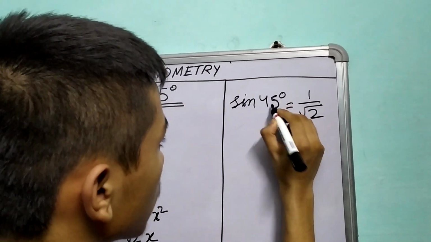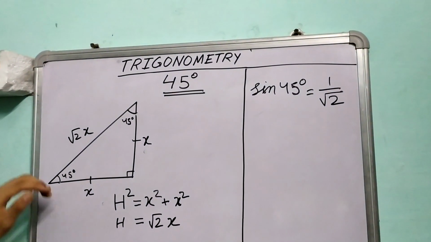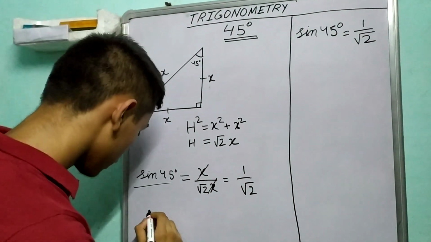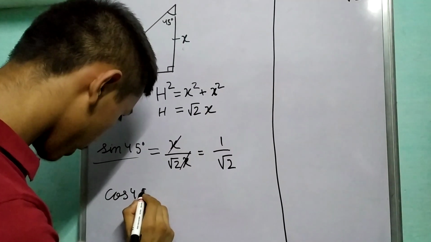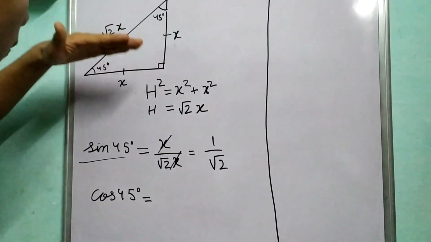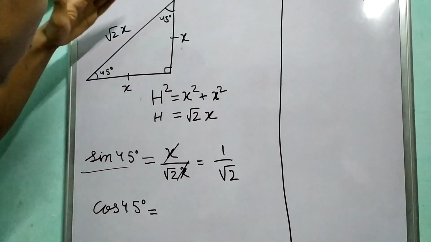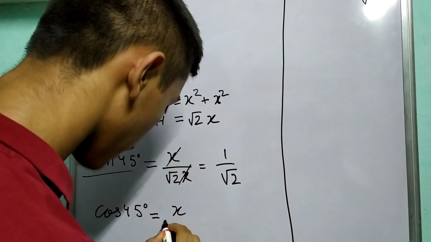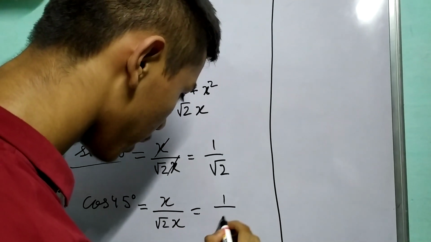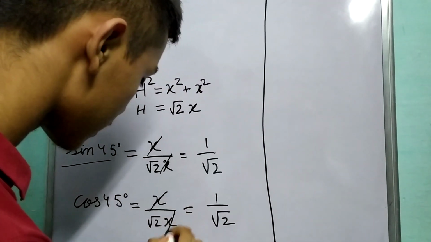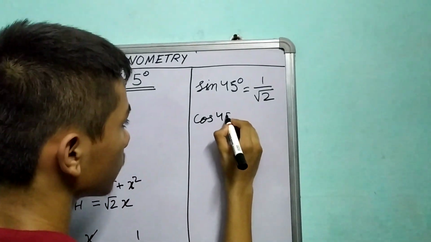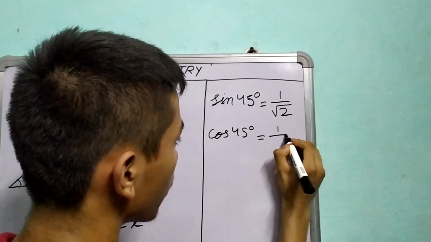Just draw it a bit neat. Okay. Now we have to do cos. So cos of 45 degrees. What is cos? Cos is the ratio of base to the hypotenuse. So b upon h, so x upon root 2x, 1 by root 2. Okay, so x cancels out. In this case, we have cos 45 degree equal to 1 upon root 2.